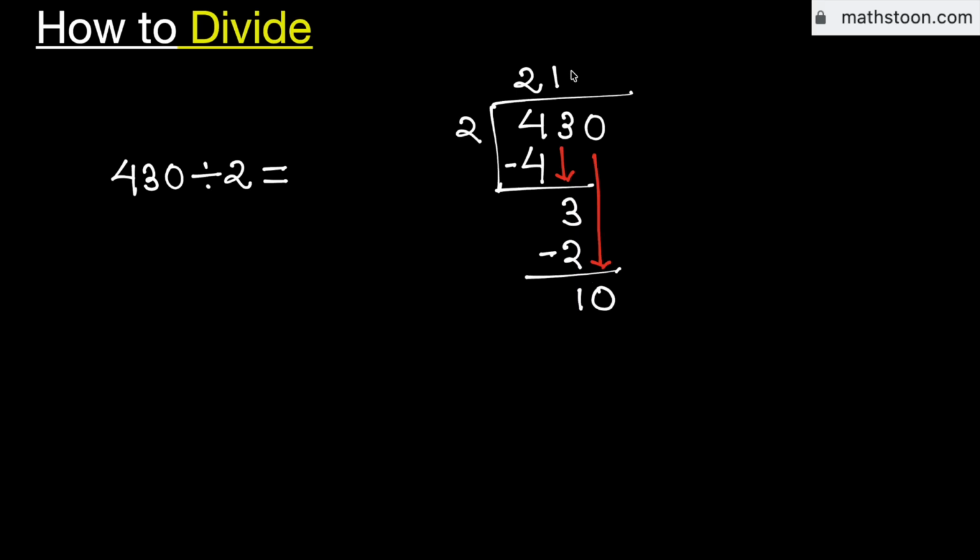And we know that 2 times 5 is equal to 10. Subtract, we get a 0. As we get the number 0 and we have no number to bring down here, so we will stop. Therefore, 430 divided by 2 is equal to 215. And this is our final answer.